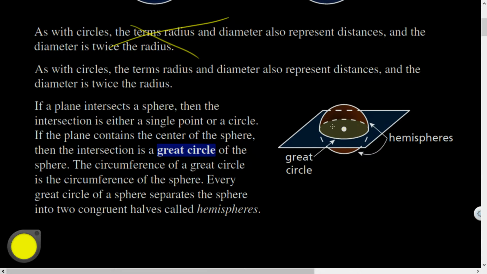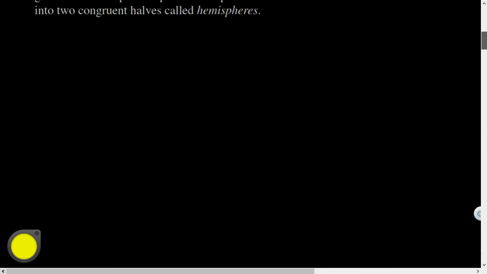And the halves of the sphere are called hemispheres. You've perhaps been familiar with this language because we happen to live on a spherical planet, roughly.